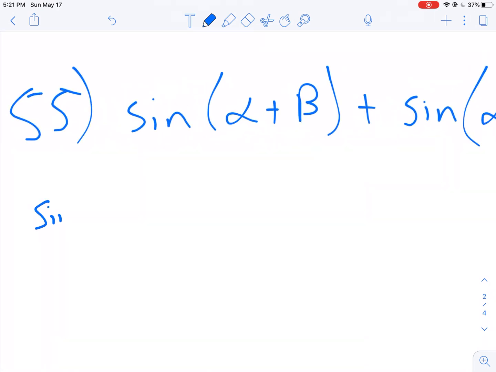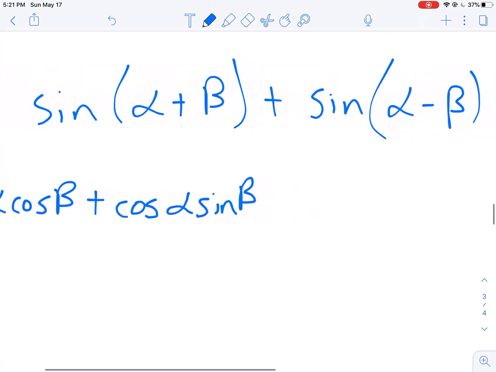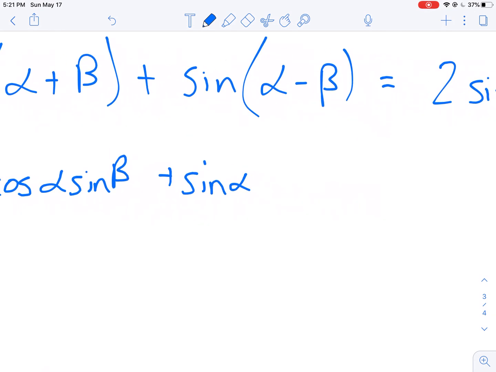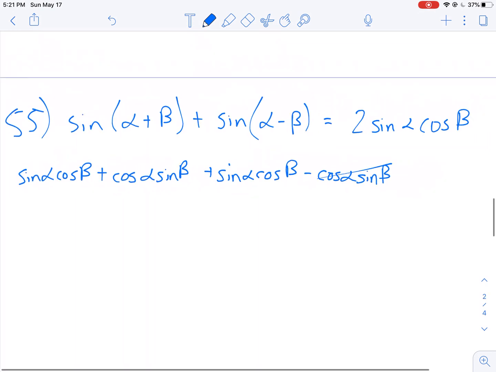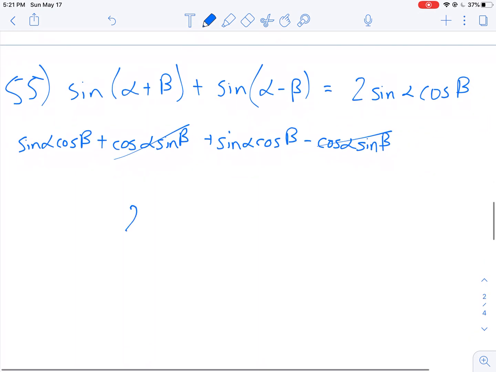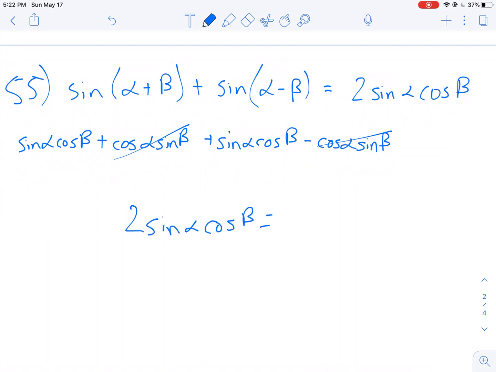This is the sine of alpha times the cosine of beta plus the cosine of alpha times the sine of beta plus the sine of alpha times the cosine of beta minus the cosine of alpha times the sine of beta. Well, that crosses out with that, so I'm just left with 2 times the sine of alpha times the cosine of beta, and of course that's equal to 2 times the sine of alpha times the cosine of beta.